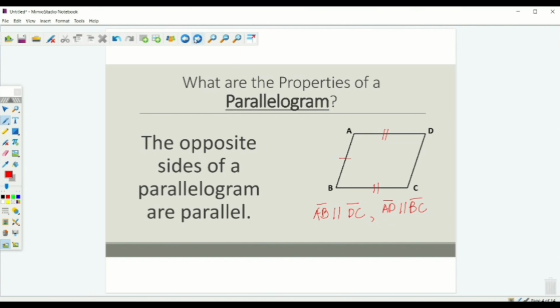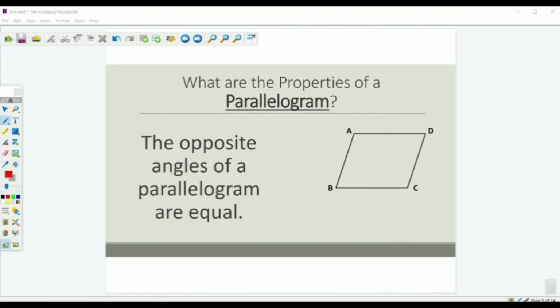Next, we have property number two. The opposite sides of a parallelogram are equal, meaning side AB here is equal to side DC. Also, side AD is equal to side BC. So take note, for example, side AB here is 13. Therefore, side DC is also 13, since based on our property, the opposite sides of a parallelogram are equal.